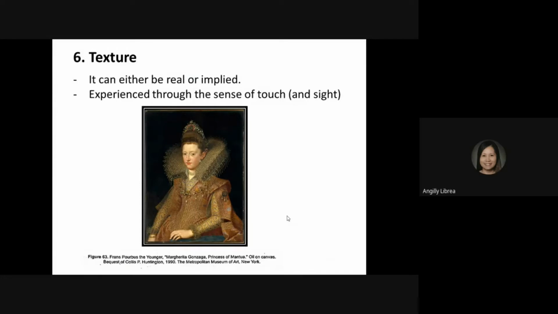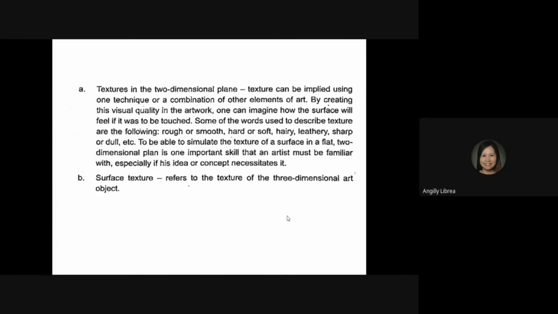In the portrait rendered by court painter Pourbus the Younger, Princess Margarita's garb is adorned in opulent bead and stitchwork that are befitting her rank. This was achieved using the techniques employed by the artist in creating the artwork. Textures in the two-dimensional plane: this is a texture that can be implied using one technique or a combination of other elements of art.